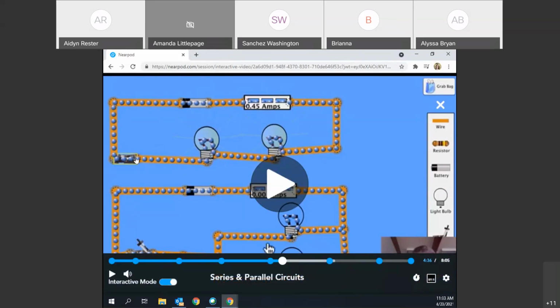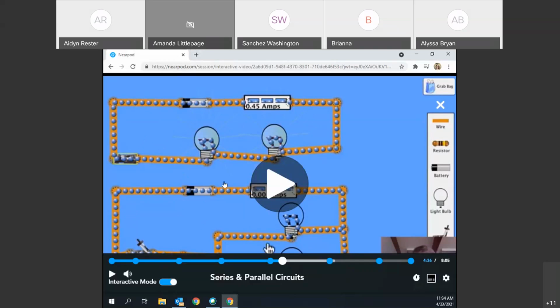So if you can visualize series circuits, think about Christmas lights. What happens if one Christmas light on your string goes out? They usually all go out, okay? That's exactly, they all go out. That's the problem with a series circuit. So that's the downside of a series circuit, which is what we have here.